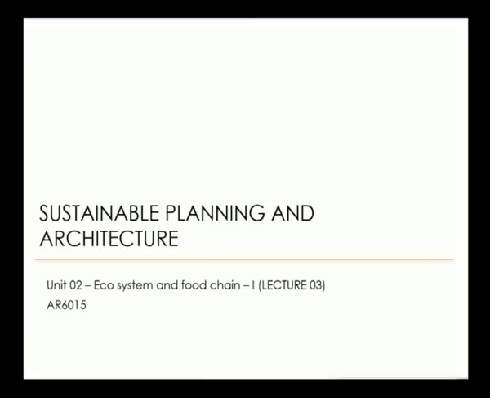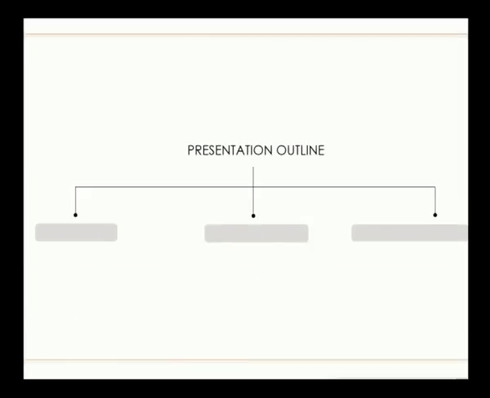Welcome to UGC lecture series for BE Architecture. Today's subject is Sustainable Planning and Architecture, Unit 2, Ecosystem and Food Chain, Lecture 3. So, the presentation is divided into 3 parts. First, the introduction, and second, we are going to discuss ecosystem and then food chain, and we are going to see the interconnection between these two, and then the conclusion.